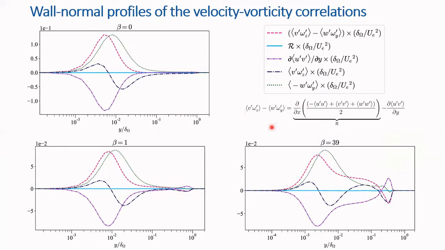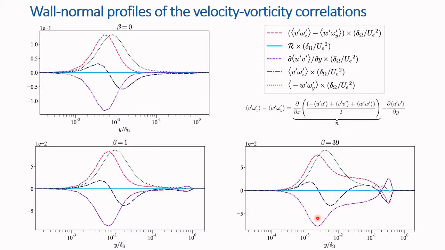And so the combined effect of these two velocity vorticity correlations can now be considered as the dominant contributor to the gradient of the Reynolds stress, which can be seen from the figure. The pink line refers to the difference between these velocity vorticity correlations, and the purple line refers to the gradient of the Reynolds stress. They look symmetrical in all the pressure gradient cases because they are equal.